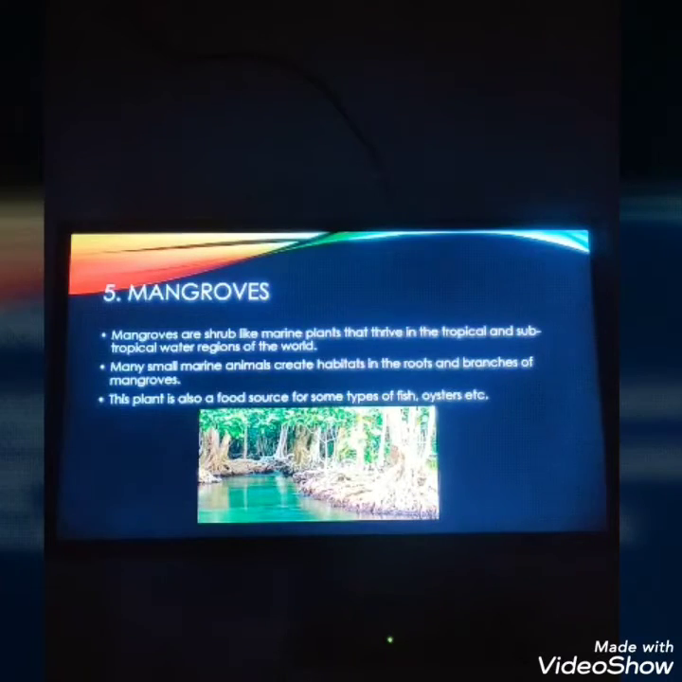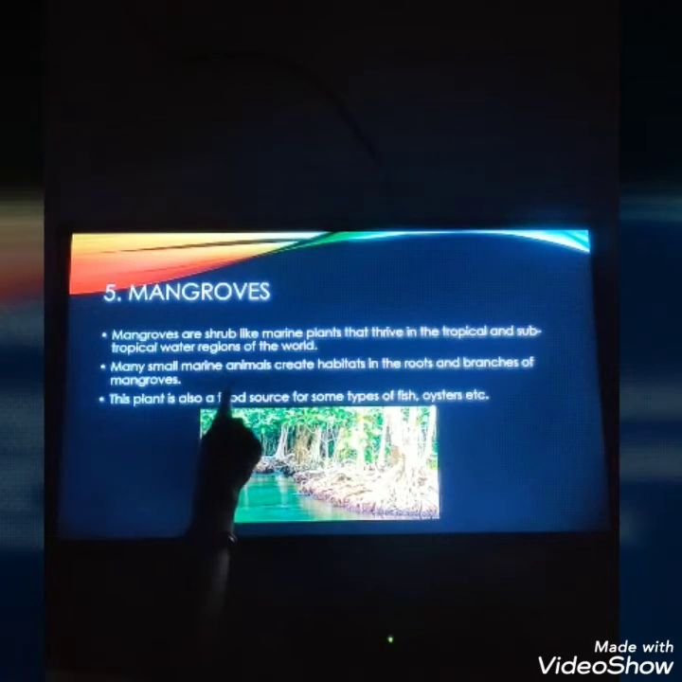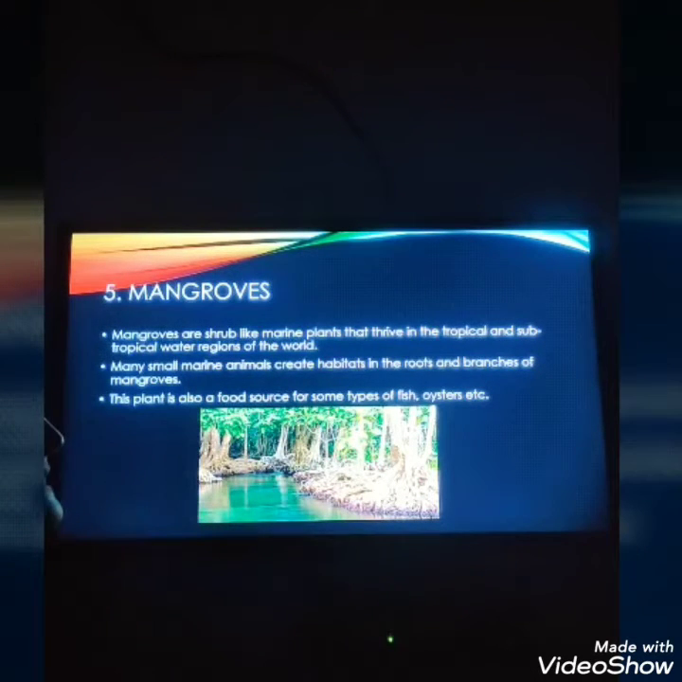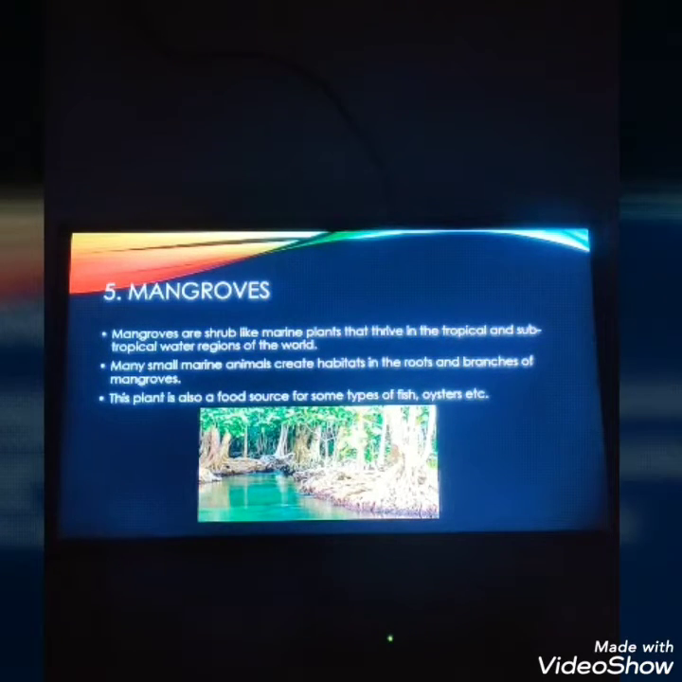Now our fifth marine plant is mangrove. Mangroves are shrub-like marine plants that thrive in the tropical and subtropical water regions of the world. Many small marine animals create habitats in the roots and branches of mangroves. Many animals, small animals, big animals, live on mangroves. This plant is also a food source for some fishes. This plant provides food to fishes also.